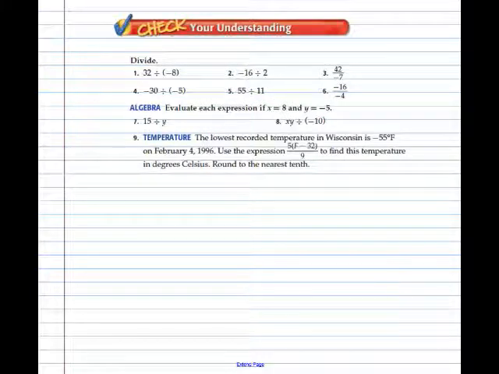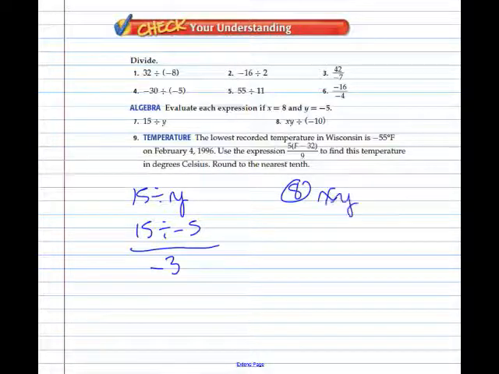Number 7. 15 divided by y becomes 15 divided by negative 5. Unlike signs means negative quotient. 15 divided by negative 5 would be negative 3.